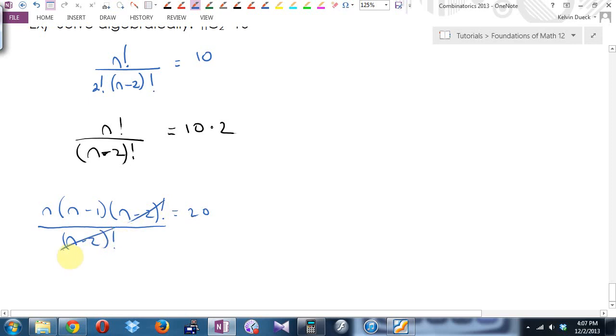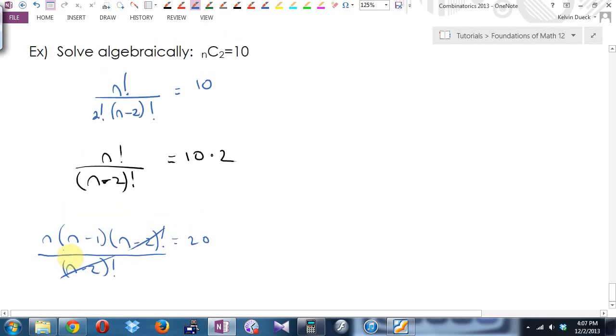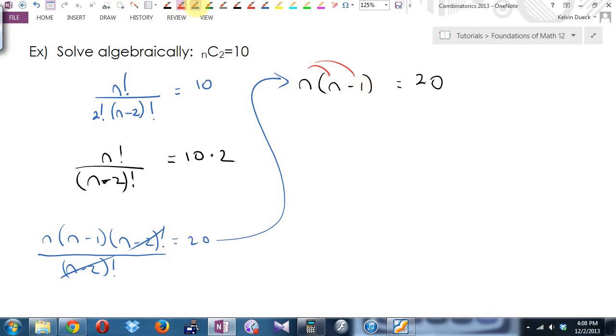That gives me n times n minus 1 equals 20. Now what? Distribute, front door bomber, get rid of brackets, expand, whatever your teacher called it, do it. It's going to be n squared minus n equals 20.